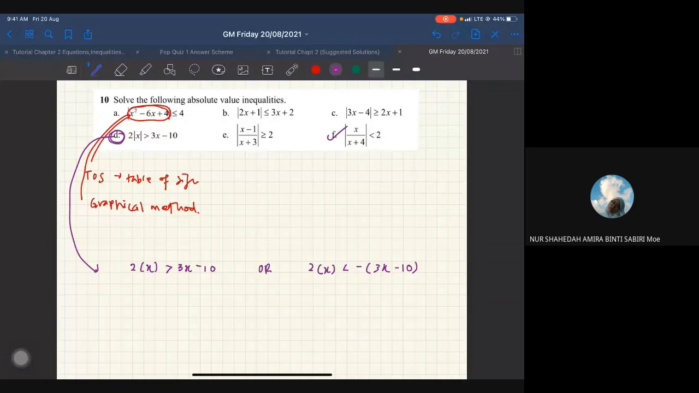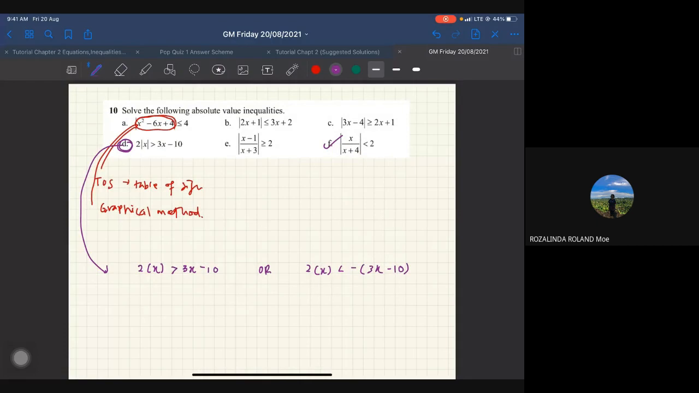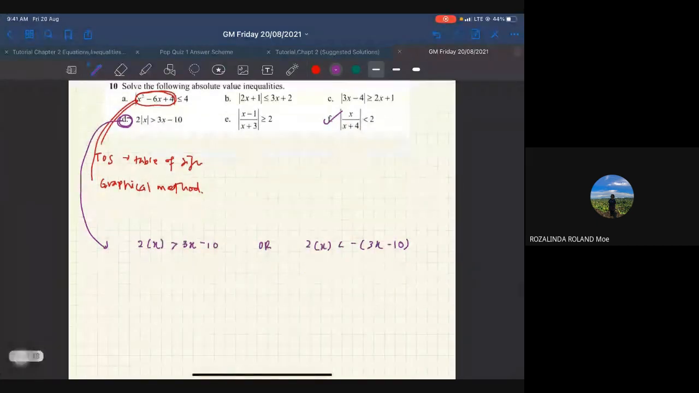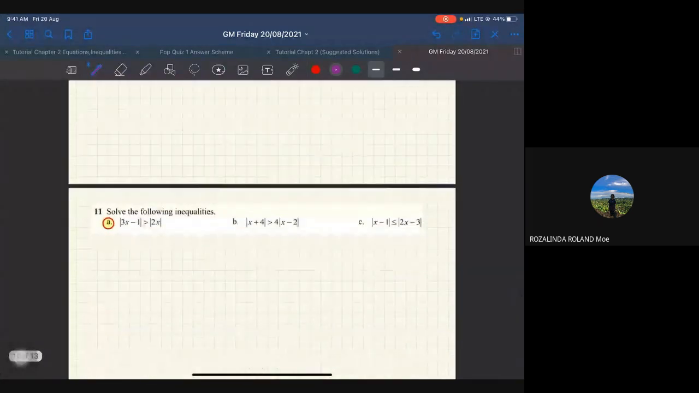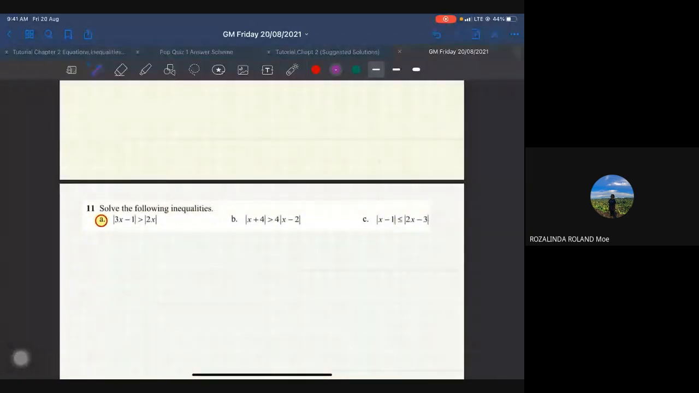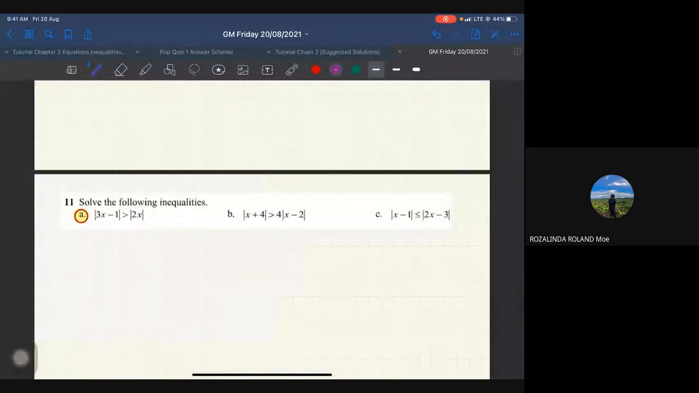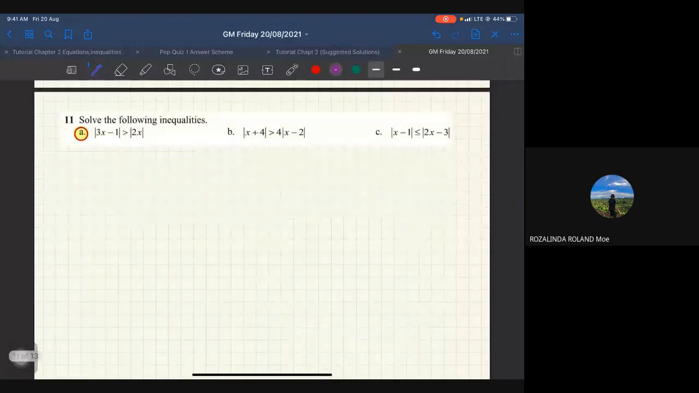Okay. So untuk soalan nombor 11 ni, kalau kita tengok, kita ada absolute values dekat kedua-dua bahagian. So we have absolute values on the left hand side and we also have absolute values on the right hand side. So apa yang awak nak buat? Apa yang awak boleh buat untuk selesaikan soalan ni? Anyone?